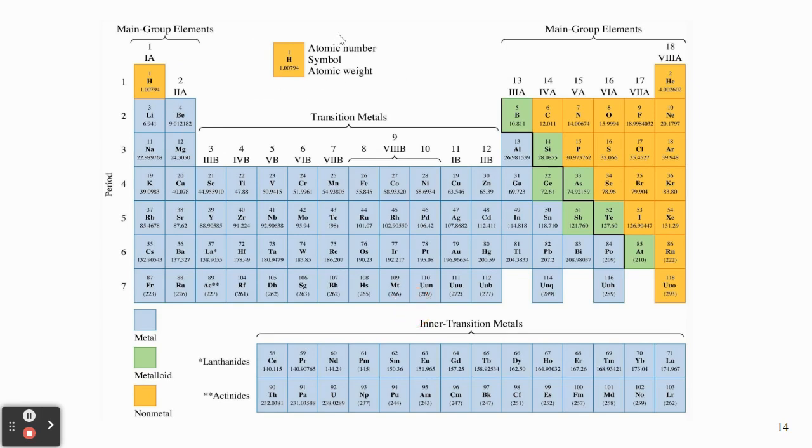Now, when we look on the periodic table, there are 3 things that are typically found in each box on the periodic table: the symbol, the atomic number, which is the whole number on the periodic table, and the atomic weight, which is the decimal number. And we're going to be using that information to answer various questions.